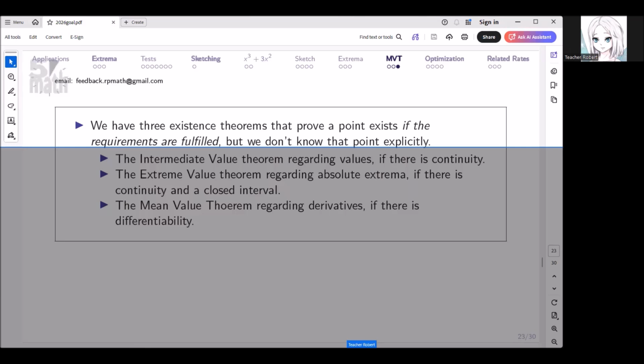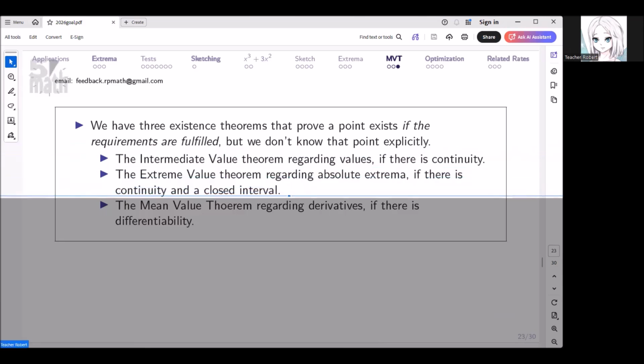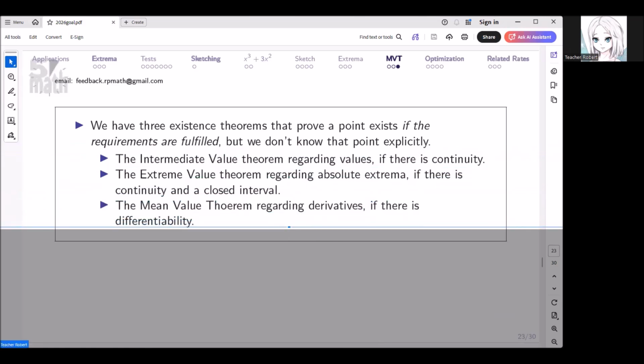We have three existence theorems that prove a point exists if the requirements are fulfilled, but we don't know that point explicitly. The intermediate value theorem regarding values, if there is continuity. The extreme value theorem regarding absolute extrema, if there is continuity and a closed interval. The mean value theorem regarding derivatives, if there's differentiability.